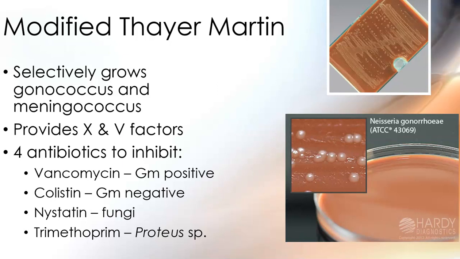Meningococcus will grow on chocolate too, and it's easy to find. So that's not too bad. But gonococcus doesn't grow very readily. It will grow on chocolate, but it gives you more of a clue when something's growing on the Thayer Martin, and we're like, oh, okay.